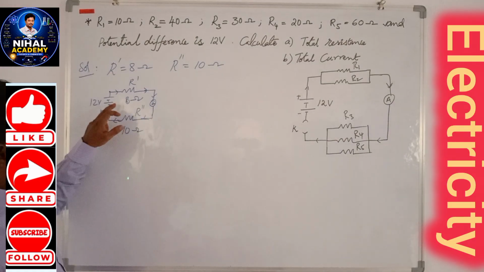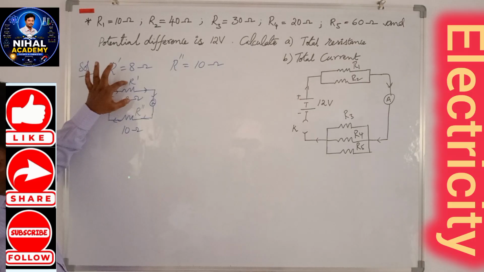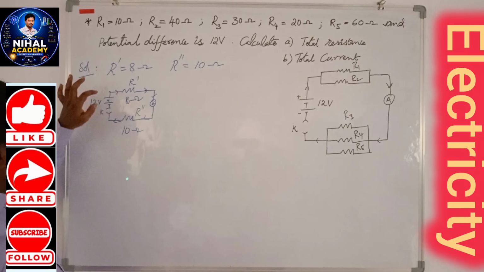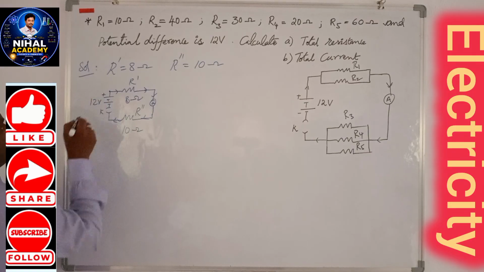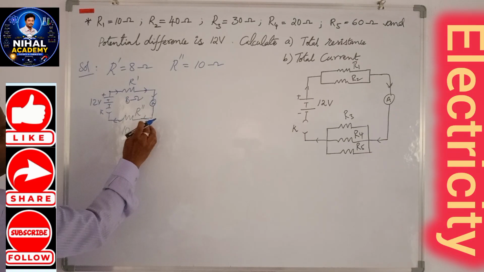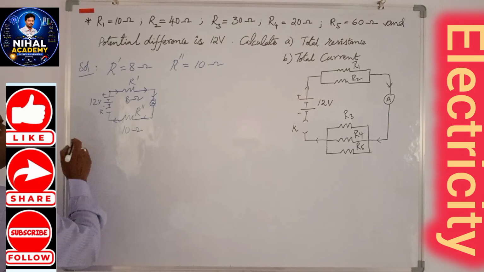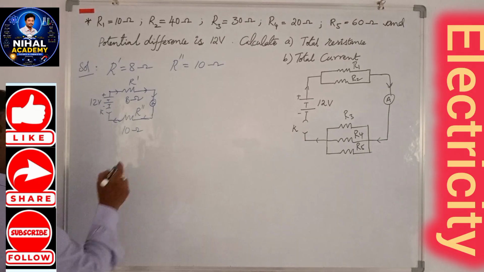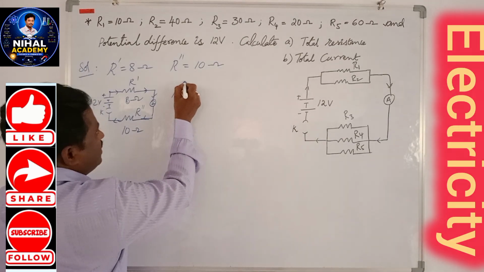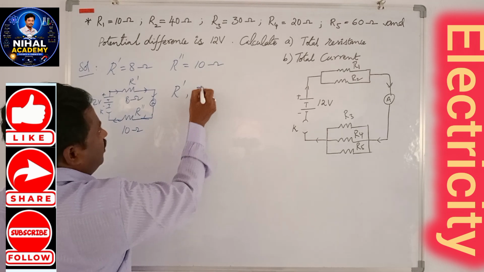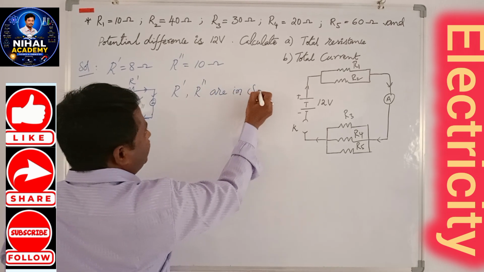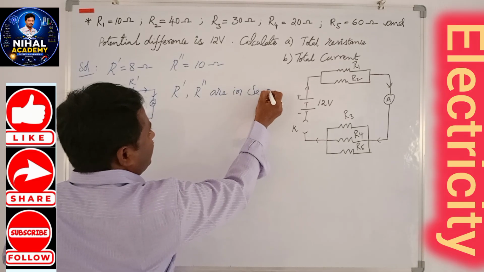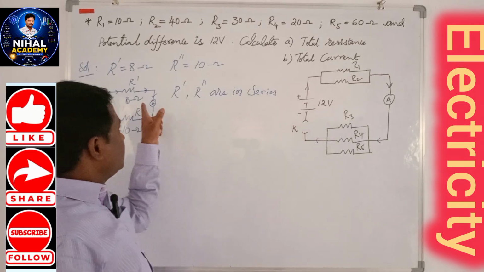Now if you look at the board, the resultants R dash and R double dash: this first end is connected to the positive of the battery and the second end is connected to the end of the second resistance, and then connected to the negative of the battery. So this is called a series connection. So now we can understand that R dash and R double dash are in series. So the resultants are in series now.